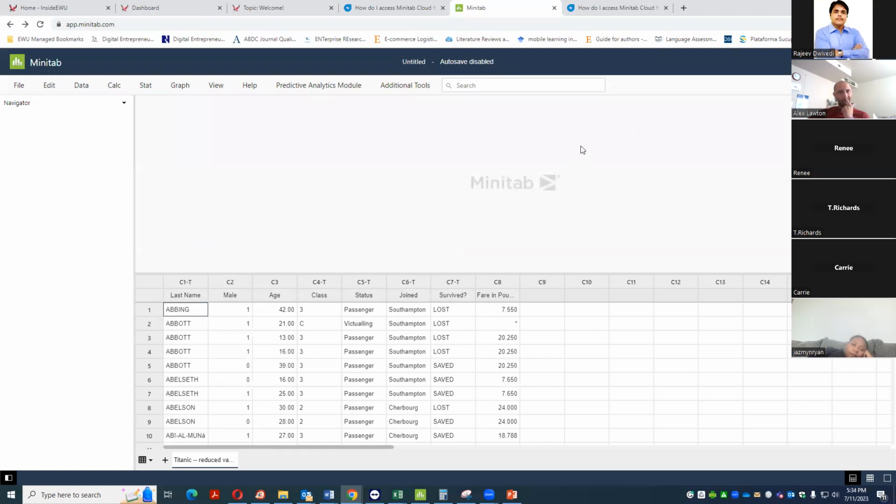But we don't need Minitab for week number 1. We need it from week number 2. We need it for only 4 modules, weeks 2, 3, 4, and 5. Week number 6, we will be using Excel again. So week number 1 and week number 6, we will be using Excel. So any question related to Minitab access?